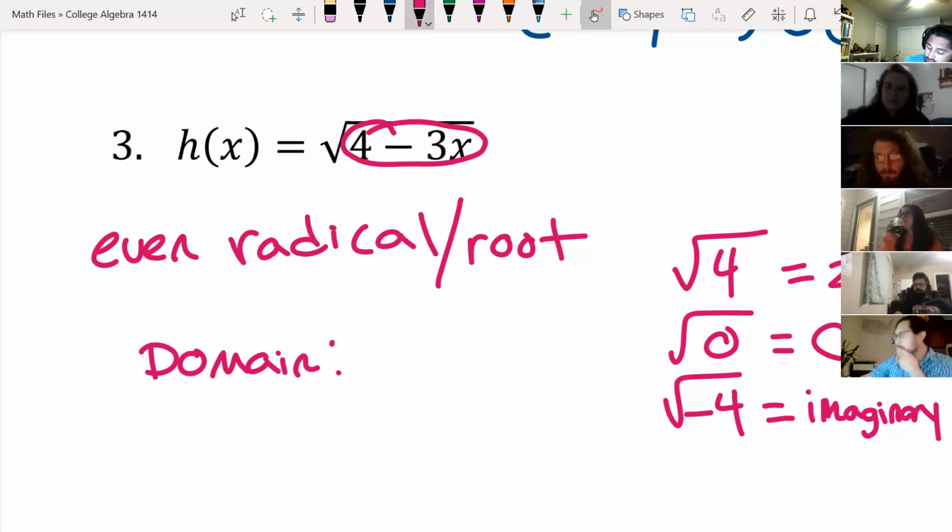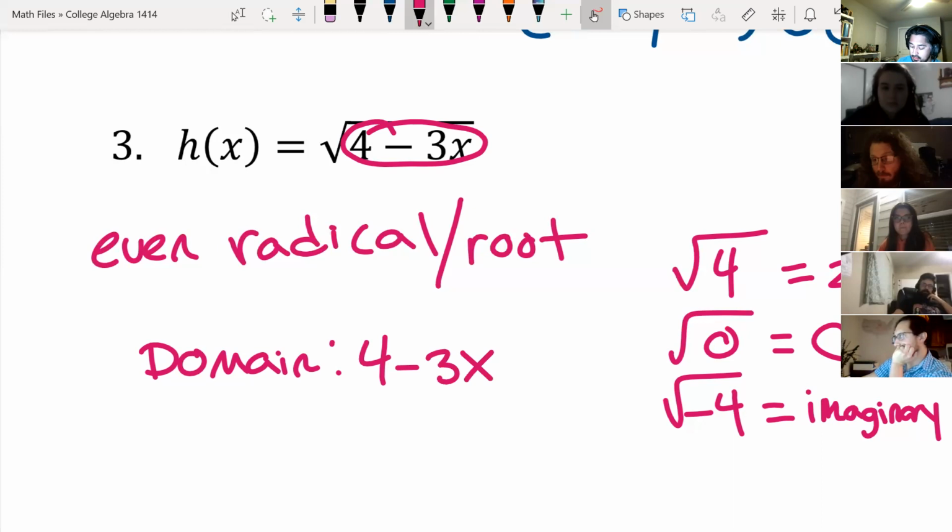So what that means is to solve for the domain of an even radical, you take whatever's inside the house, and to avoid negative numbers, what type of inequality would you put? Greater than or equal to 0. Good. Greater than, to avoid negative numbers. Equal to, because you can take the square root of 0.